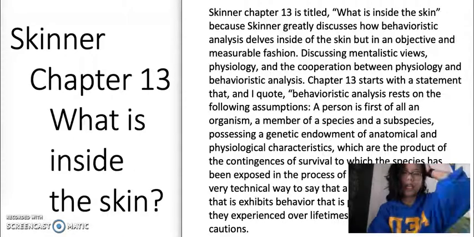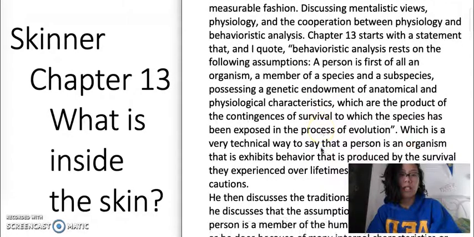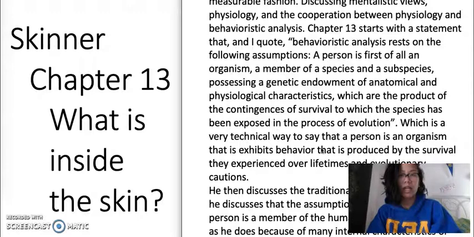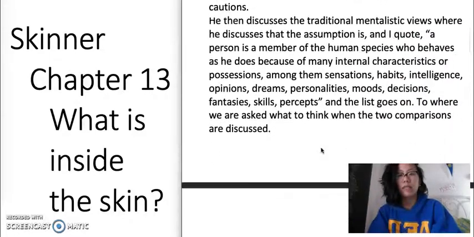Chapter 13 starts with a statement that, and I quote, "behavioristic analysis rests on following assumptions. A person is, first of all, an organism, a member of a species and a subspecies possessing a genetic endowment of anatomical and physiological characteristics, which are the product of the contingencies of survival to which the species has been exposed in the process of evolution," which is a very technical way to say that a person is an organism that exhibits behavior that is produced by the survival they experienced over lifetimes and evolutionary contingencies.